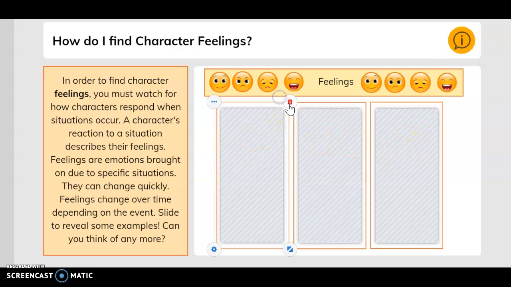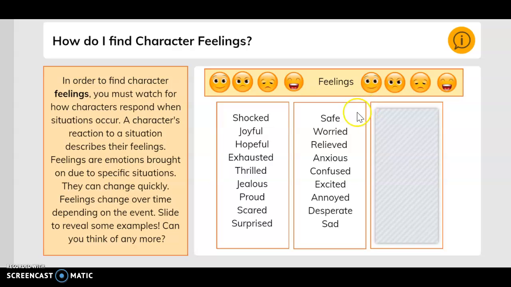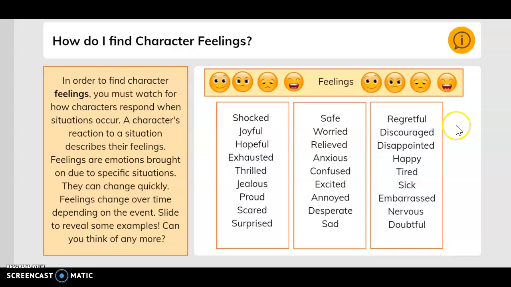So here we have feelings. Shocked, joyful, hopeful, exhausted, thrilled, jealous, proud, scared, surprised, safe, worried, relieved, anxious, confused, excited, annoyed, desperate, sad, regretful, discouraged, disappointed, happy, tired, sick, embarrassed, nervous, doubtful.